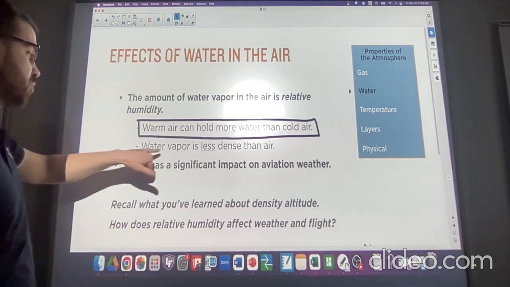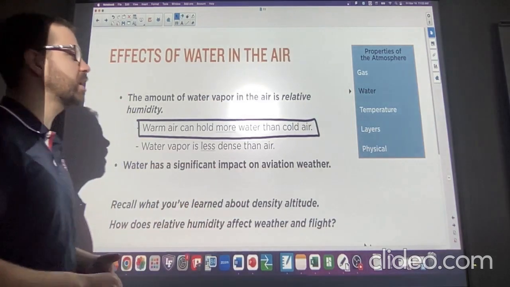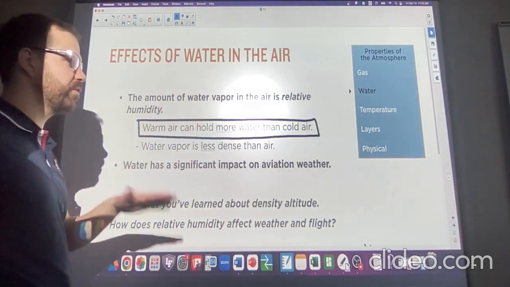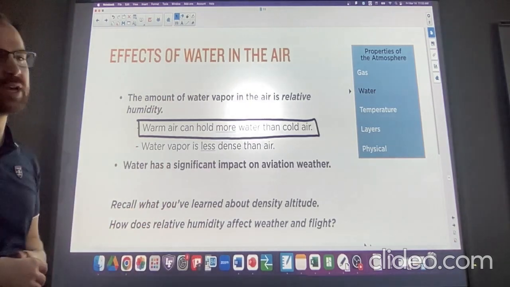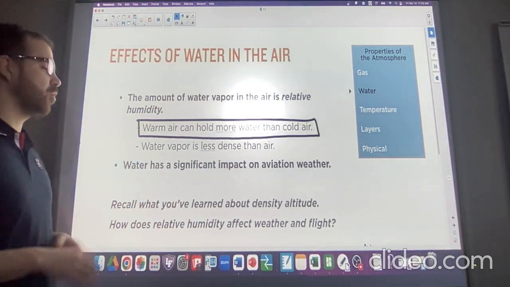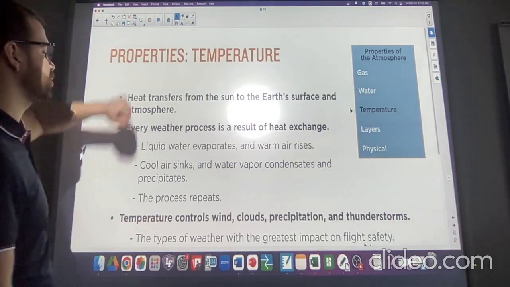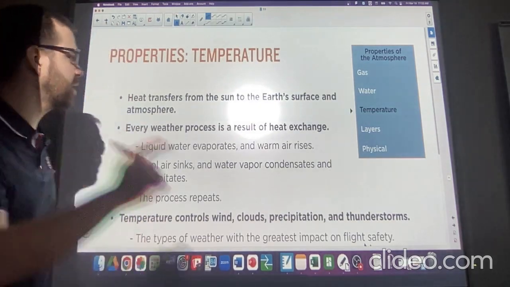And another fact is water vapor is less dense than air, which is why when we talk about density altitude, that came into play. But the big thing is warm air moving in and cooling down is what causes those big storms, okay? Those cold fronts moving in, which we'll get into more, okay? But warm air can hold more moisture. And this is fact numero uno, okay?